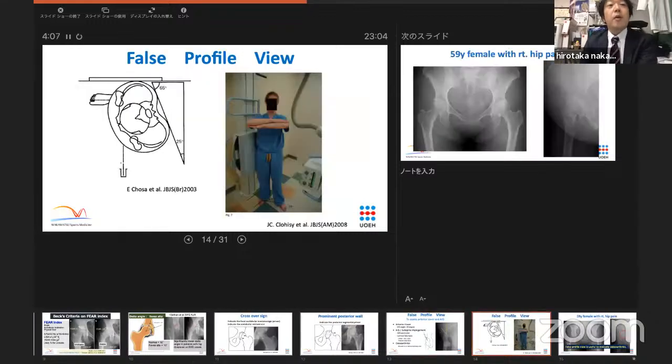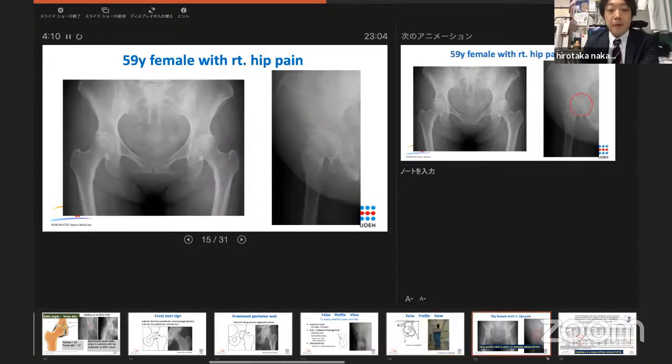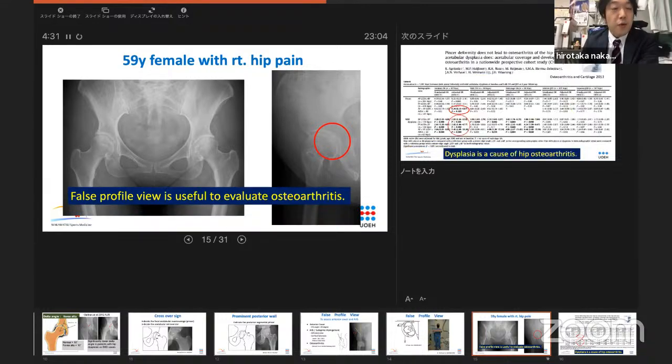The false profile view is taken like this slide. This is a 59-year-old female with right hip pain, and joint space narrowing is not clear on the AP view. But the false profile view shows the joint space narrowing. So the false profile view is useful to evaluate osteoarthritis.